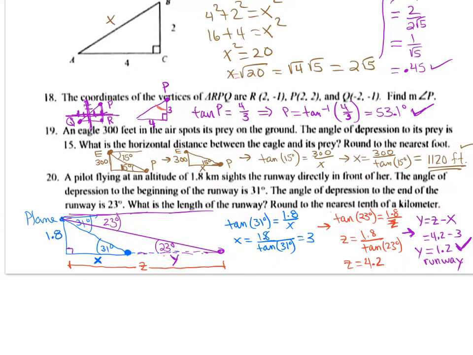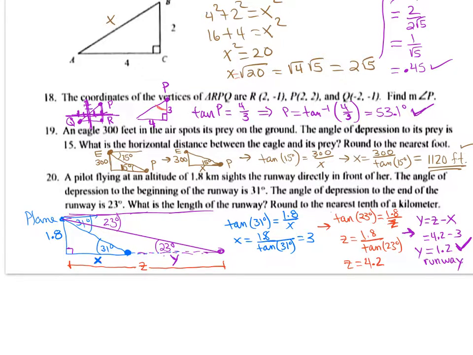Now, we will solve the big triangle, which goes from the purple dot at the end of the runway to where the plane is. So this long side here, we're going to call that z. So again, 1.8 is the opposite of the angle 23. z is the adjacent of the angle 23. So then we can say tangent again. Tangent 23 is 1.8 over z. So z is going to be 1.8 divided by tan 23, and the calculator gives you 4.2.